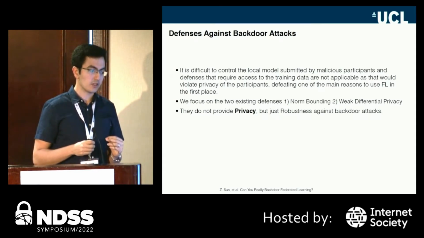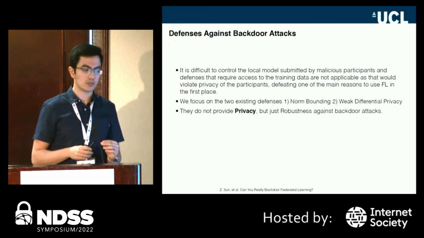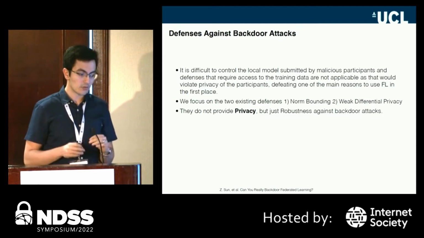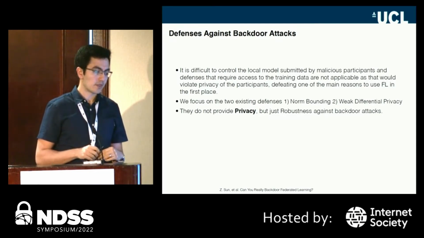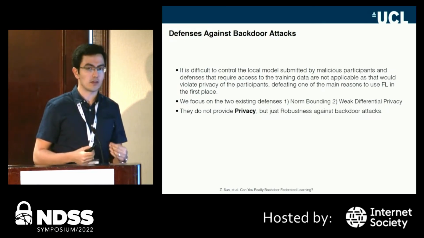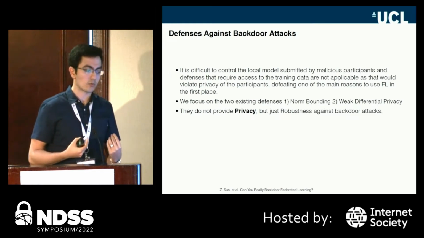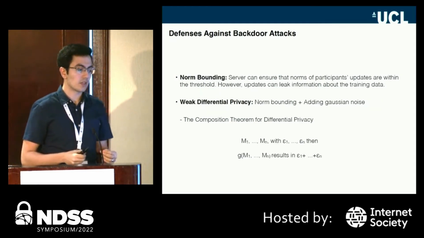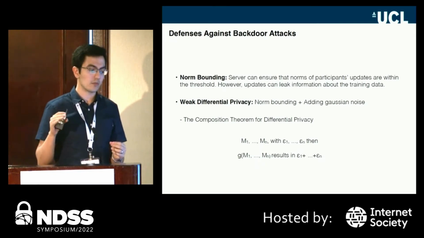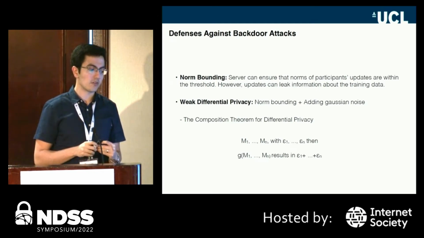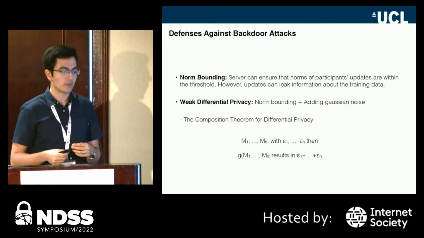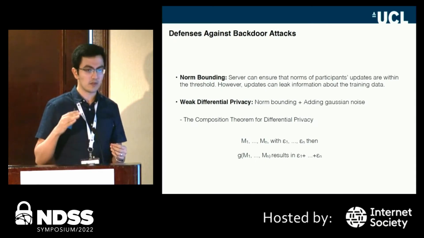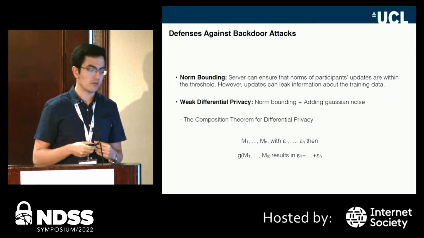So in this work, we focus on two existing defenses, norm bounding and weak differential privacy. The reason for that is that we see a potential for them to provide also privacy, not only robustness. However, we show, theoretically and also in our experiments, that they do not provide privacy against inference attacks. Norm bounding is where the server just bounds the updates from the participants by some value. Weak differential privacy does the same thing, and it also adds some amount of noise. But in differential privacy, we have the composition theorem, and all those epsilon values are going to add up, which results in a very large epsilon value, which doesn't provide privacy.